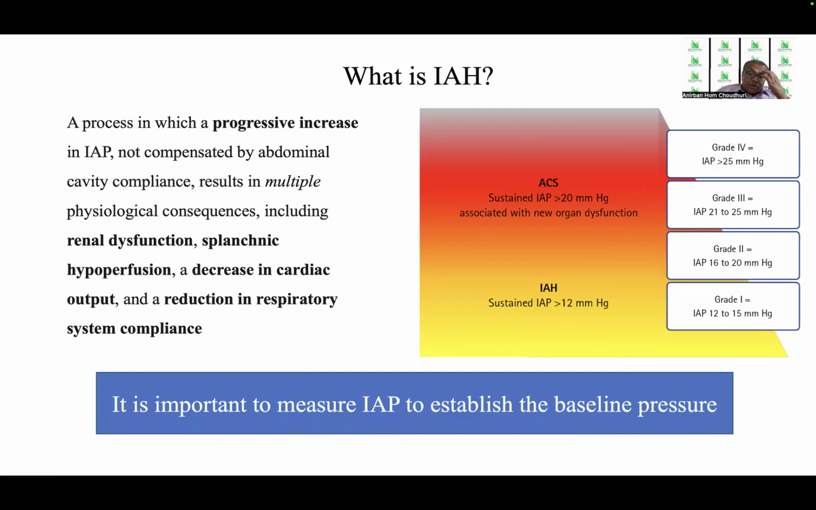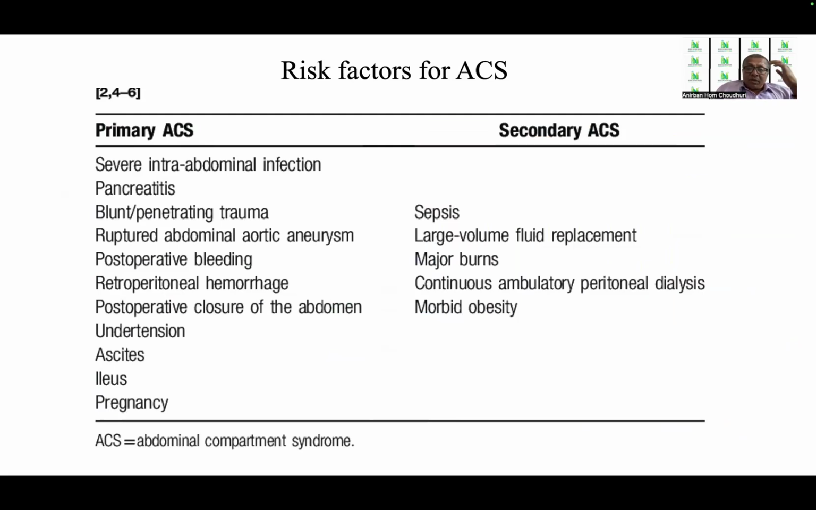So it is very important to measure this intra-abdominal pressure early to establish the baseline pressure, particularly if the patient is progressing from mild to moderate to severe pancreatitis over a period of time. There are some risk factors for abdominal compartment syndrome, both primary and secondary. And as we can see in this list, most of them are predictable.